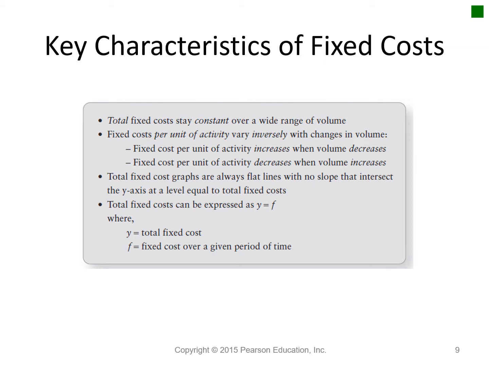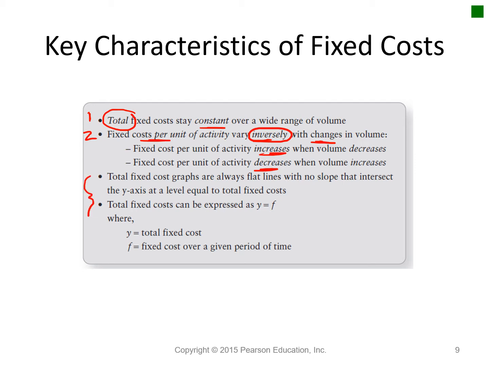Now, I mentioned this earlier. You've got the key characteristics of your fixed cost, and we'll look at this in two different ways. Number one, total fixed costs are constant. They don't change over some sort of relevant volume. And then the second way to look at it is from a per unit standpoint, and notice it varies inversely with changes in volume. So in other words, if volume goes up, your fixed cost per unit will go down, and vice versa. If volume goes down, your fixed cost per unit actually goes up. So there's that inverse relationship.